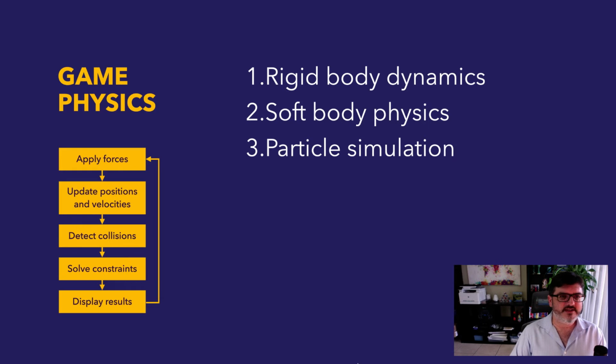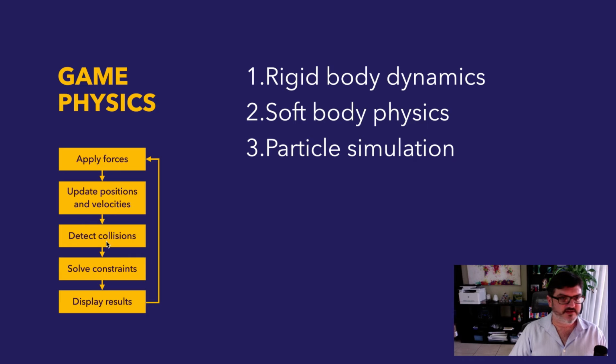But for the rigid body dynamics, which is really the big one, there's this loop that it goes through in every frame. So it starts off, you take all your objects in your scene and you apply whatever forces are on them from what's going on in the game. You update their positions and their velocities, right? So if you have a car and you're applying a force to push it forward, you update its position and its velocity.